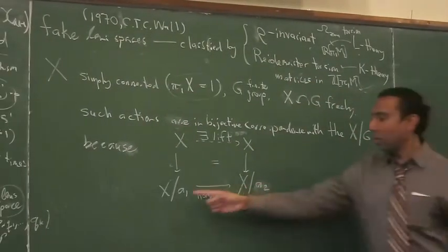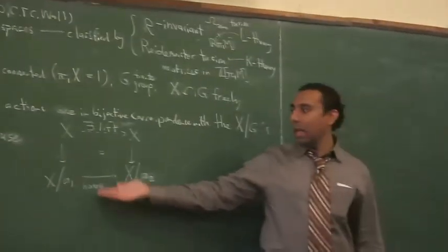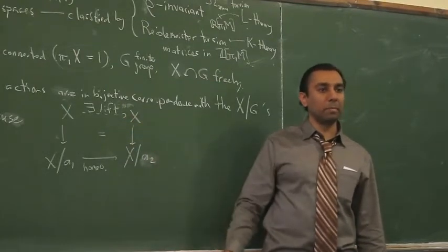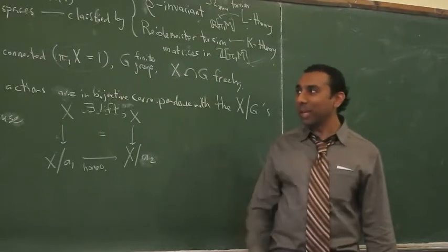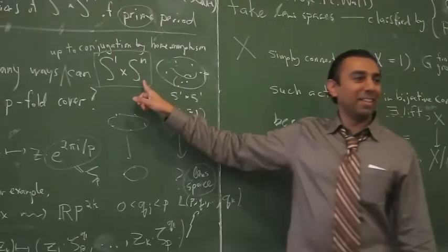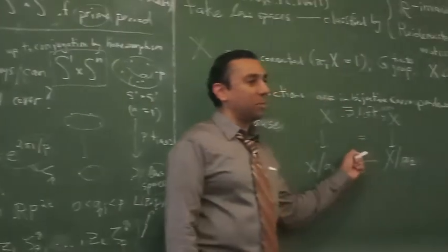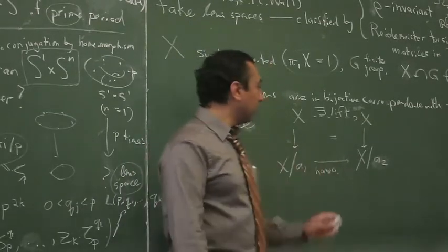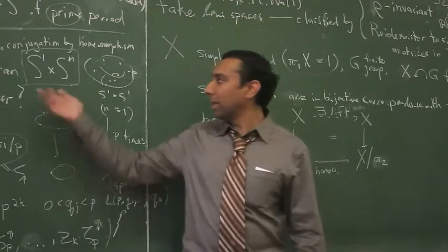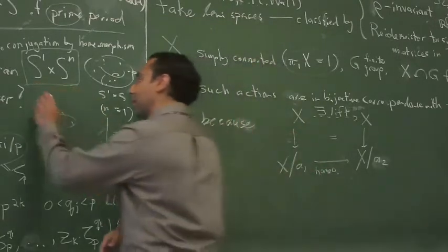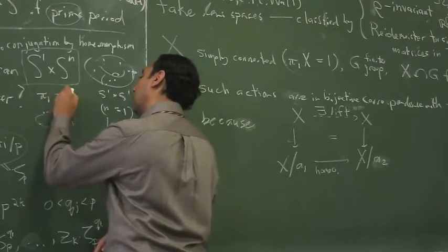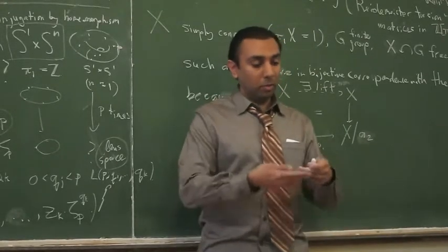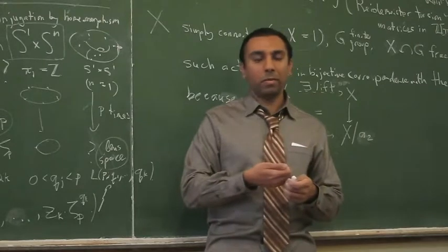That's why the classification of such actions on the n-sphere corresponds to the quotient spaces, the X mod G's: a homeomorphism down here means the same thing as equivalence of actions up here, because of the lifting property. But look at my space. My space is not simply connected. This is the problem, one of the first problems. So this is not going to be true, because this space has a nontrivial fundamental group. The very first problem is whether you can go down to the quotient and come back up.